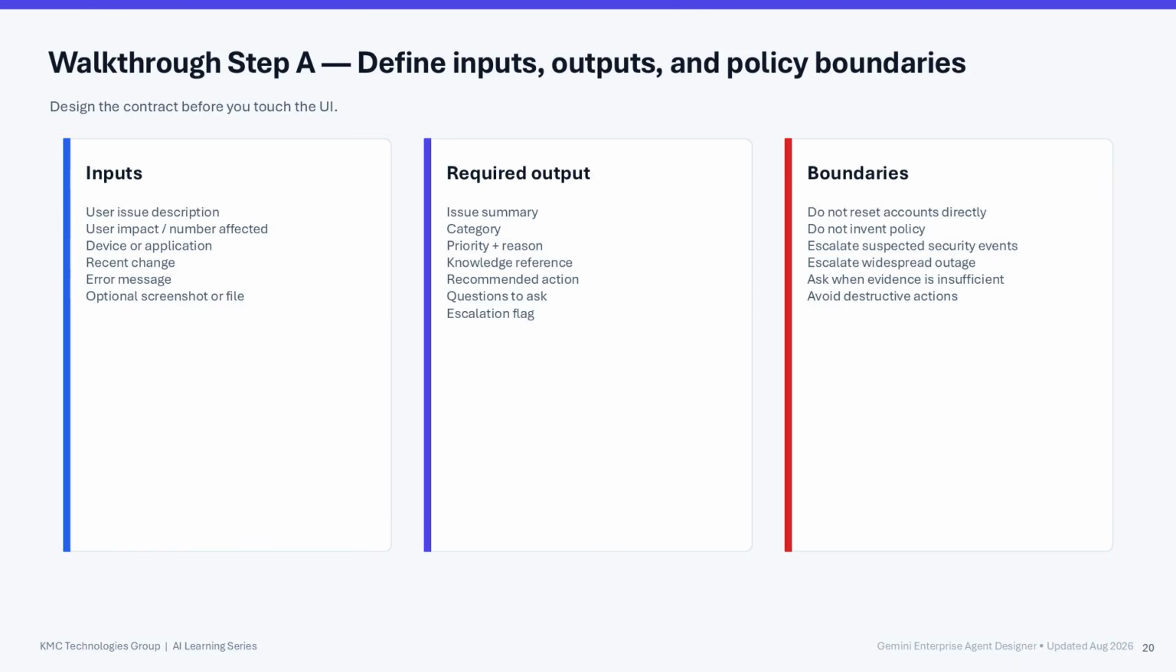Before touching the UI, define the agent contract. Our inputs include the issue, impact, device or application, recent changes, and any available error message or evidence. The output must always include a summary, category, priority, and reason, knowledge reference, recommended action, follow-up questions, and an escalation flag. Boundaries are equally important. The agent should not reset accounts directly, invent policy, or perform destructive actions. Suspected security events and widespread outages should always escalate. When evidence is insufficient, the agent should ask instead of guessing.